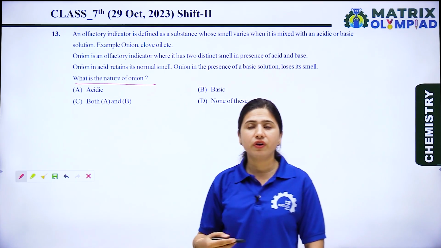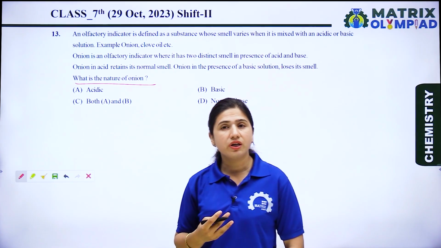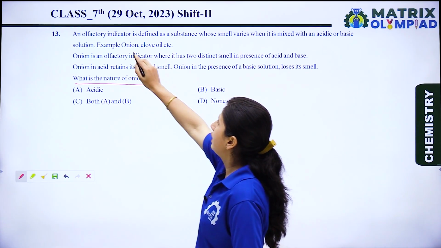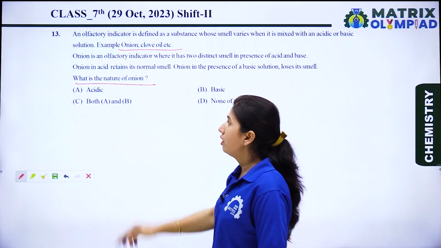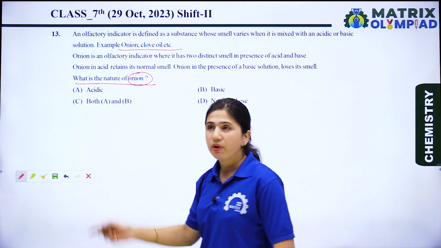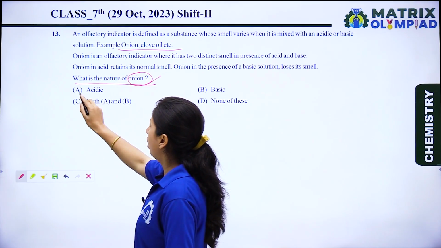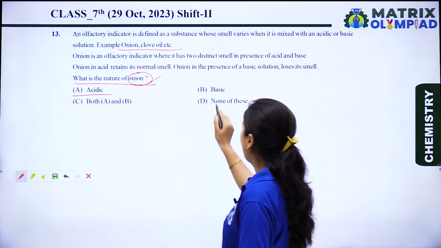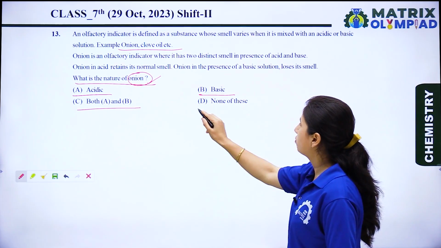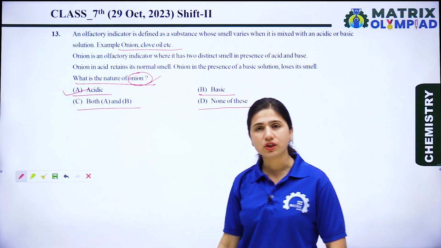We know that generally indicators are of three types: natural indicator, synthetic indicator, and olfactory indicators. So the onion, clove oil, these are the olfactory indicators. The pH value of the onion is around 5.3 to 5.86. So because of that pH value, onion is acidic in nature. So let's see the options. Option A is acidic, option B is basic, option C is both A and B, and option D is none of this. So the option A is the right option for this question.